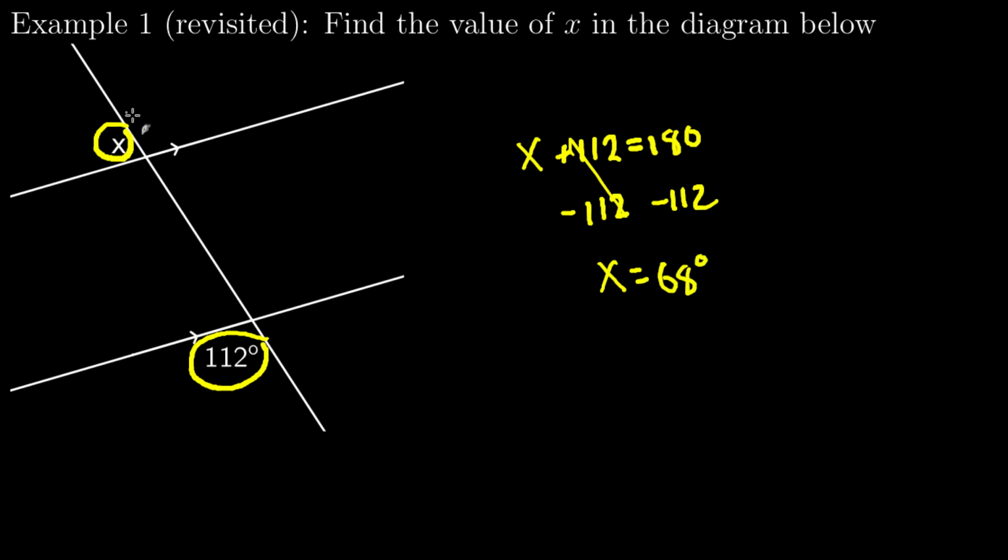Or I could realize that these are same side, because they're both to the left of my transversal. Exterior, because they are both outside of the parallel lines. And the same side exterior rule said the same thing.